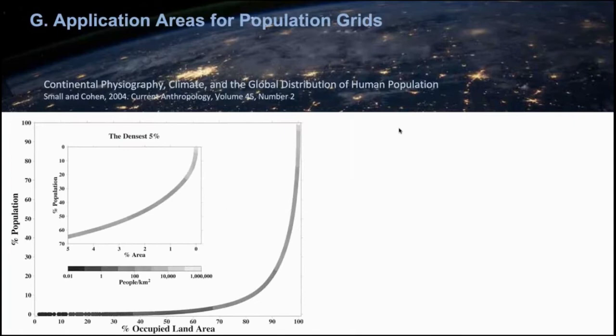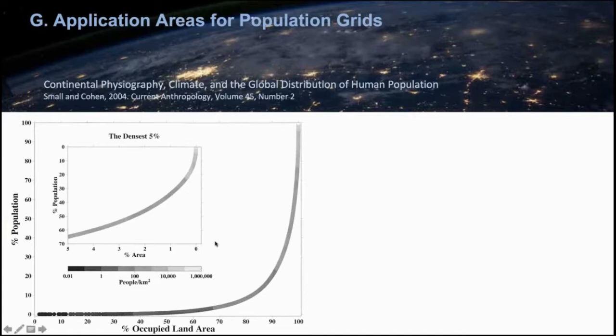And then finally, I wanted to show an older paper. This is by Small and Cohen. Chris Small is a researcher at the Lamont campus at Columbia, and Joel Cohen is a researcher in the population center on the main campus at Columbia University. But this is work done in 2004 with gridded population of the world, just looking at basic distribution of human population across the Earth's surface.